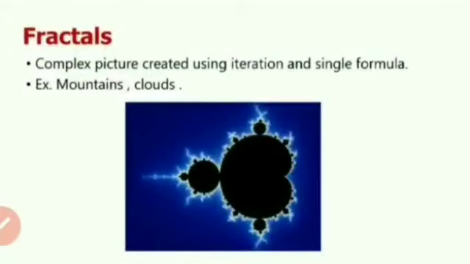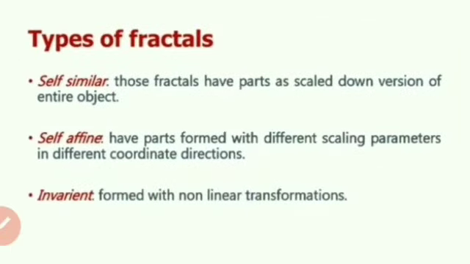First, let's see the classification of types of fractals. This is the classification of fractals. Fractals can be classified mainly into these three types: self-similar, self-affine, and invariant. So what do we mean by self-similar fractals? These fractals have parts that are scaled down versions of the entire object.